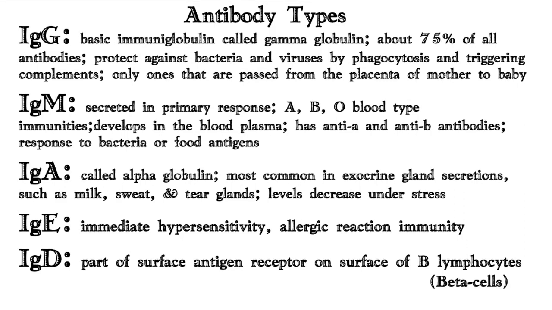Then you have immunoglobulin D, which is part of the surface antigen receptor on the surface of the cell. The cell surface antigen receptor on the surface of the beta cells, or the B lymphocytes. So this is going to be on the surface of the B lymphocytes.